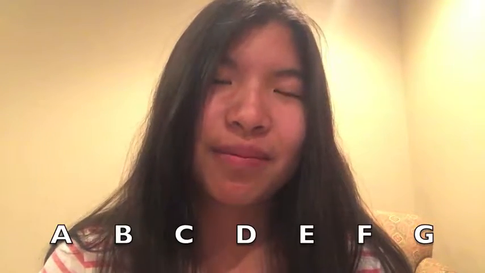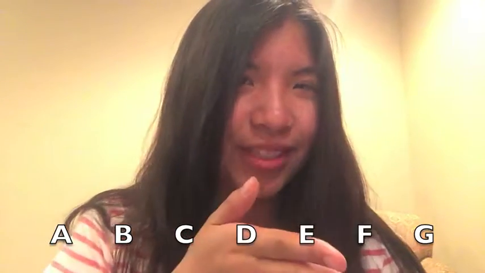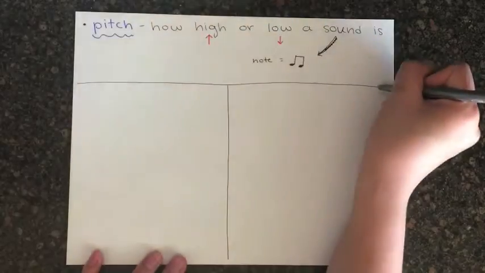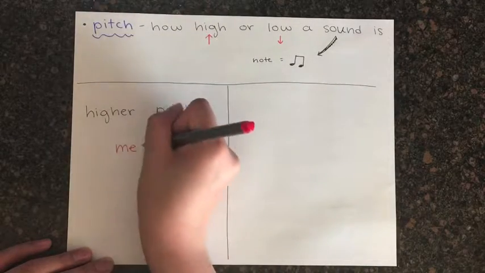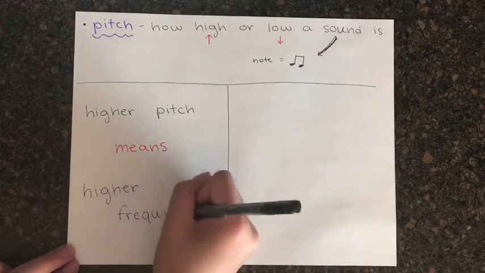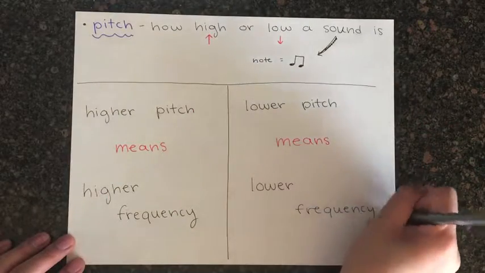When we're naming pitches in music, we usually give each note a letter name from A to G, because the musical alphabet only goes from A to G. The pitch is based on frequency. If we have a higher frequency, we have a higher pitch. And if we have a lower frequency, we have a much lower pitch.